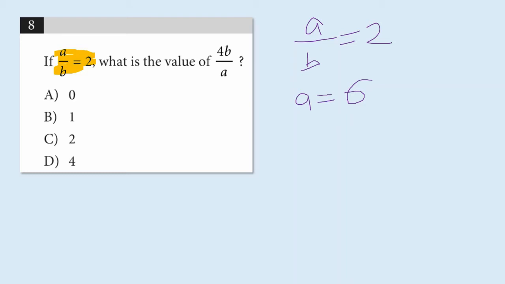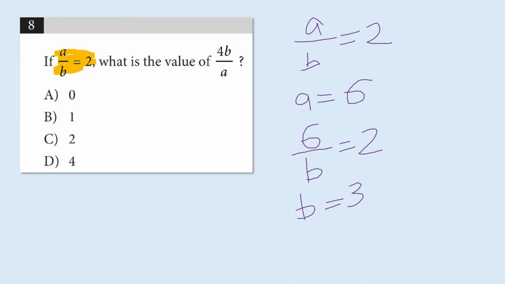So if a is 6, let's just substitute it in. So I have 6 for a over b is equal to 2. All I did was I put in 6 for a. Now let's solve this. 6 over b equals 2, so what is b going to be equal to? Well, 6 divided by what number is going to give me 2? B must equal 3, right? 6 divided by 3 equals 2.